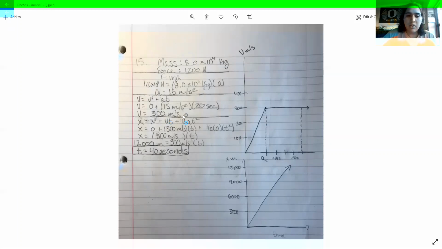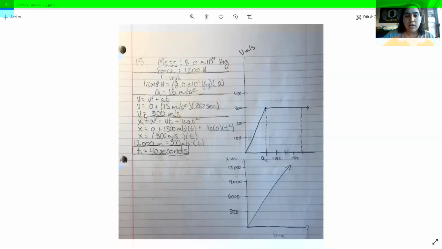which gives us 300 meters per second. Now we can use that velocity to find our position, but we already know our position as 12,000 meters or 12 kilometers. So what are we trying to find? Time. Within this equation, there's also time in two different spots. But we have our initial position, which we're going to count as 0 because we're just starting this at the end of the acceleration.